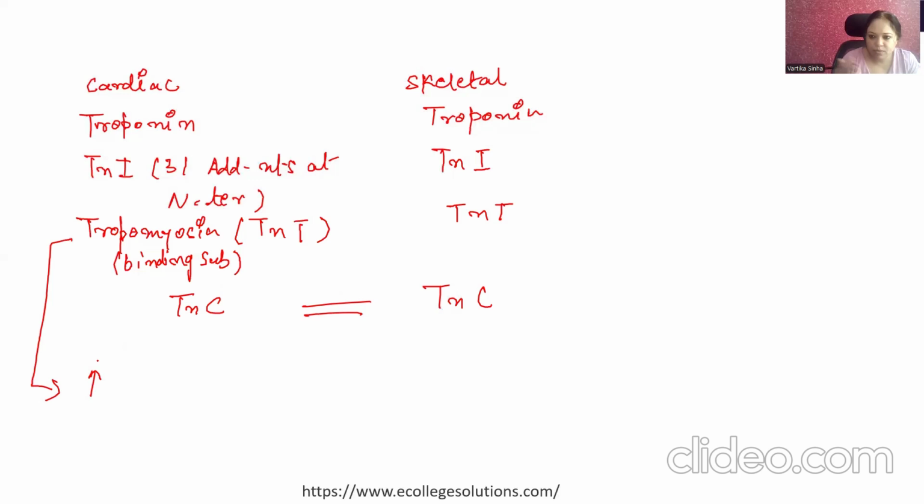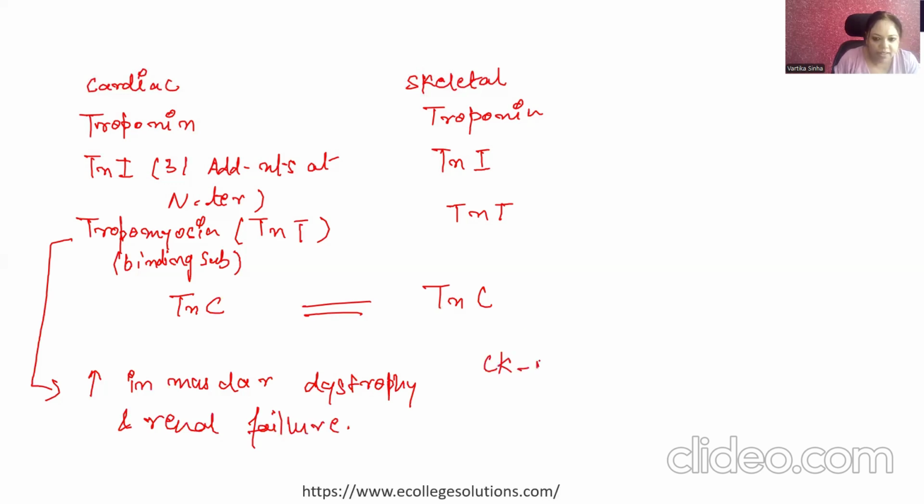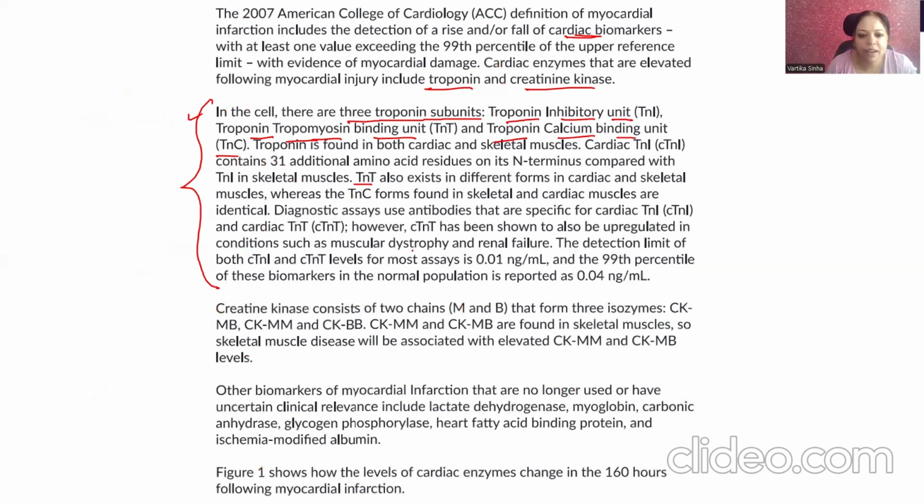So upward arrow means upregulated in muscular dystrophy and renal failure, right? Kidney failure or renal failure, same. Okay. And here they're talking about something like CKMM and something like CKMB. What are these? If I go back to the paragraph, I'll find it in the next paragraph.